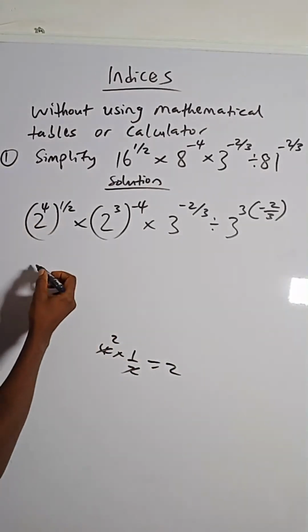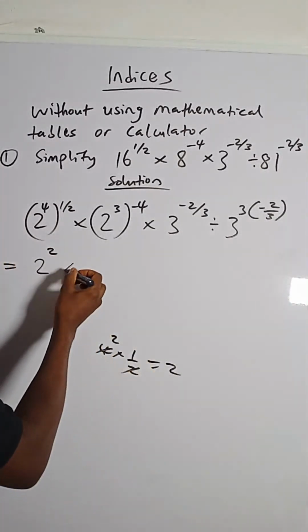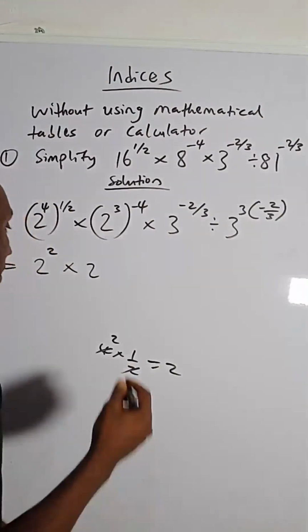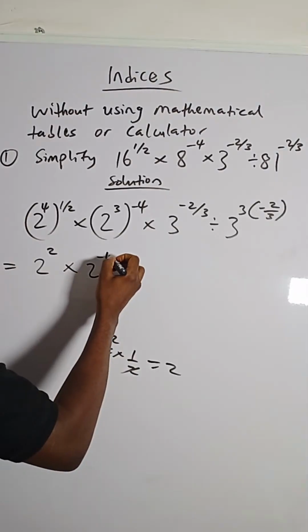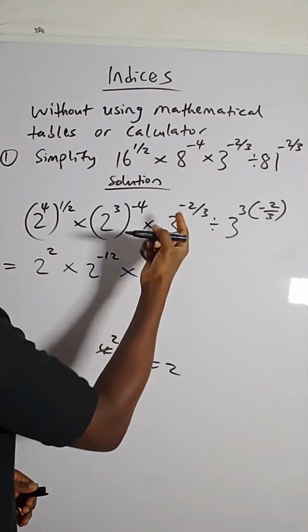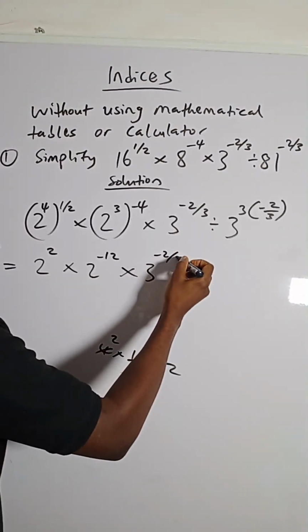So this will become 2 raised to the power of what? 2. Easy. So times, what about this one? Again, you multiply 3 and negative 4. That would be 2 raised to the power of what? Negative 12. Are you with me? So times, what about this one? Nothing is going to change there.